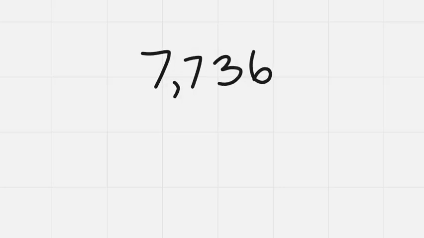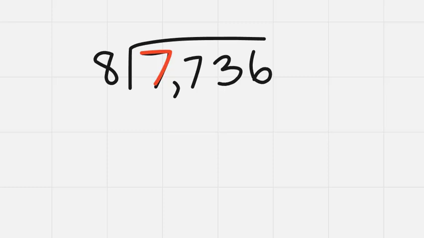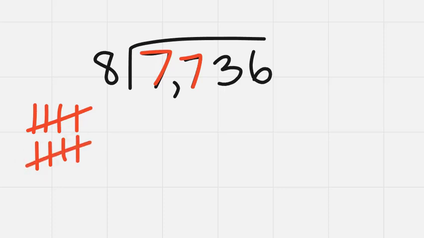The next problem is 7,736 divided by 8. We'll begin by looking at the 7, which is less than 8, so we need to look at the digit next door. So we'll be looking at 77. Let's count by 8 until we get to 77, as close as we can without going over. 8, 16, 24, 32, 40, 48, 56, 64, 72, 80. 80 is too high, so we stop at 72.